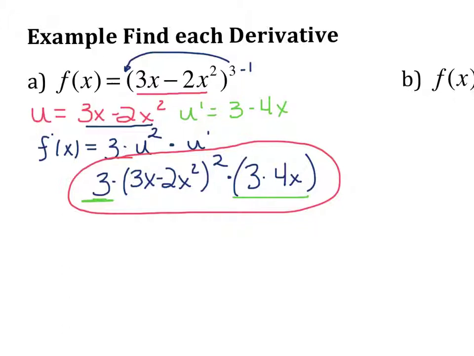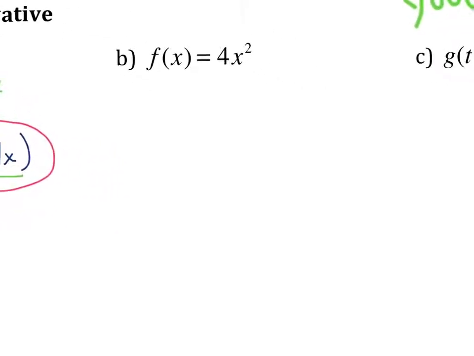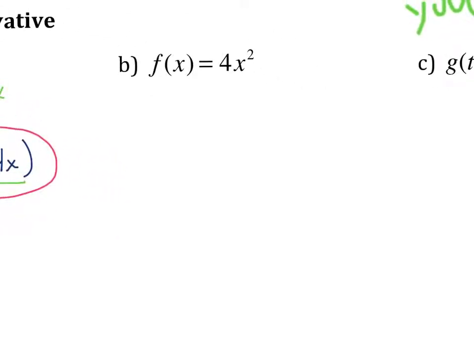Okay, let's go on to the next one. With the next one, I'm going to show you how we were doing this exact same rule the whole entire time. So with this one, again, we go through and set u. U is equal to what's being powered, or what has the exponent, and that's just x. So u is equal to x. U prime would be 1.